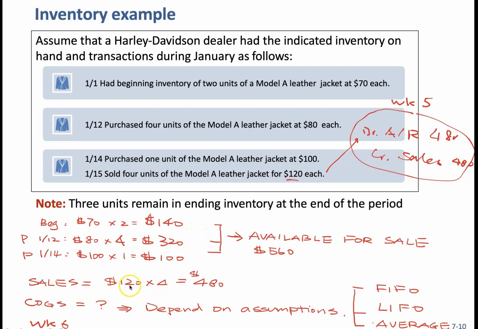Okay, so we know that sales equals $480, but what is the cost of goods sold when they sold these 4 pieces of the leather jackets? Now you have to make an assumption, okay? So you know you've sold 4 pieces of the jackets and you got $480 from your customer, but what is the real cost to that $480? The cost of goods sold depends on the assumption, either FIFO, LIFO, or average. That's what we are going to talk about in the next couple minutes.